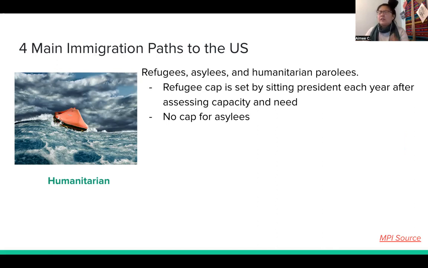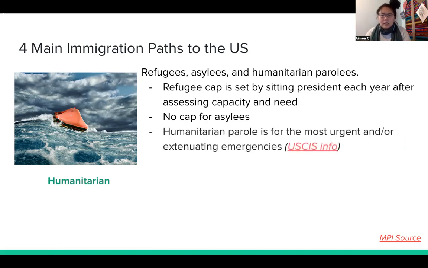The logic there is just that the asylum process is for situations that are a bit more urgent, a bit more dire, maybe you had to flee a lot quicker. So it's harder to predict and then set a cap off that. And then the humanitarian parole is kind of like the next most urgent, very urgent emergencies, I guess, very extenuating circumstances.